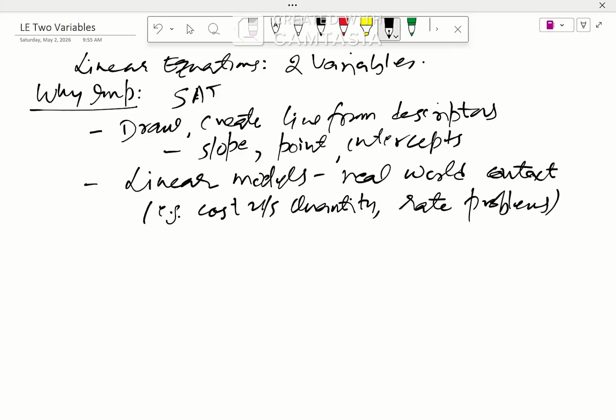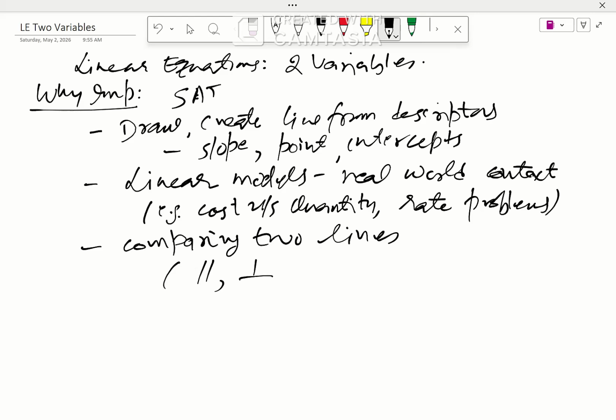Then this topic will also help us in comparing two lines. There may be two lines given to us. They may be parallel to each other, perpendicular to each other, or intersecting. So we need to be able to identify this by looking at those lines and calculating or estimating some of the descriptors or parameters of the equation. So we will learn about these things.